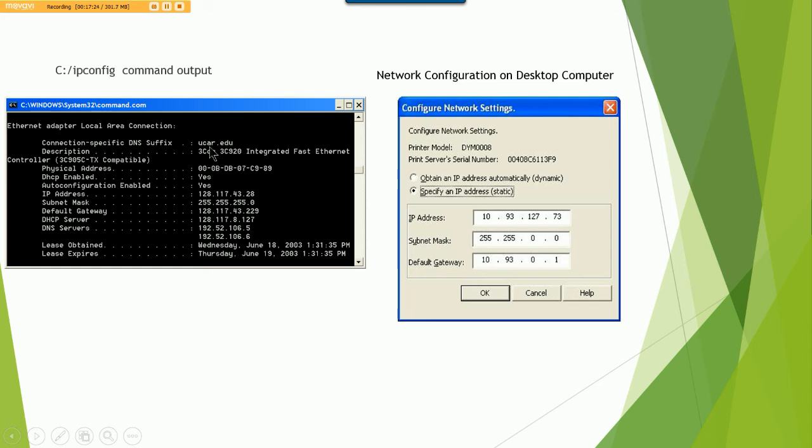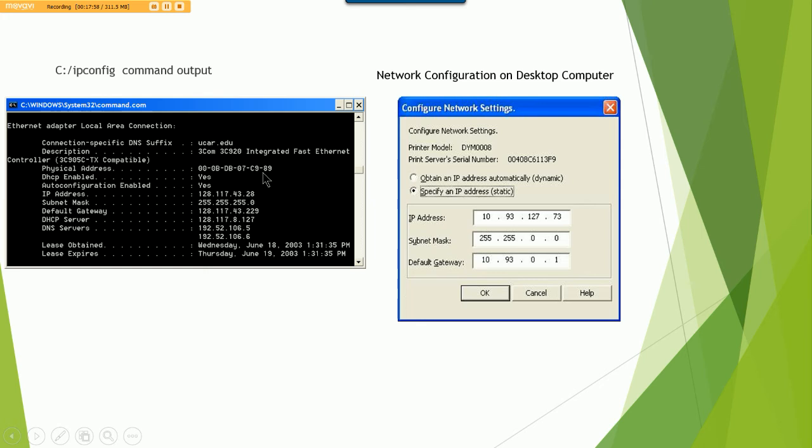UCAR, I am not familiar with that university. I would assume University of Carolina maybe, but I'm not sure what it is. But it seems to be an educational company that this computer is attached to. It is a 3-COM NIC, and it's running the 3C905C-TX drivers on this particular NIC card here.